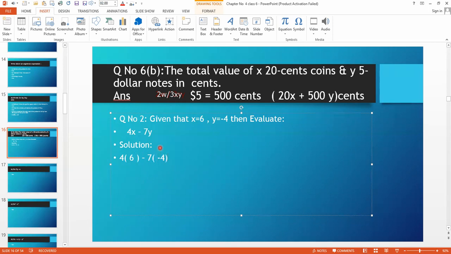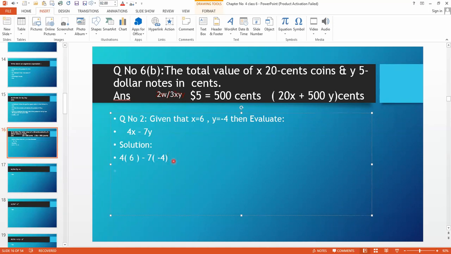Look here, values are given. What is the value of x? It is given, x is equal to 6, y is equal to minus 4. And you have to evaluate the algebraic expression given, 4x minus 7y. 4 is your coefficient. It remains the same. In the bracket, you have to put the value of x. Similarly, minus sign is given. It remains the same. 7 is the coefficient. It remains the same. And in the bracket, you have to put the value of y. That is minus 4.